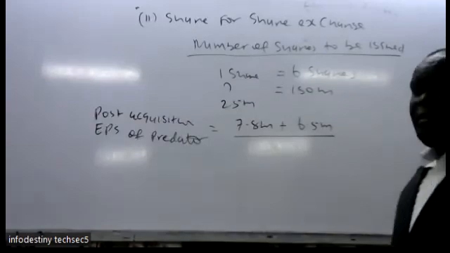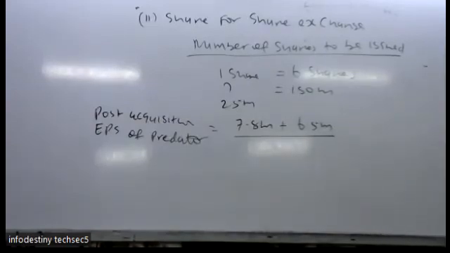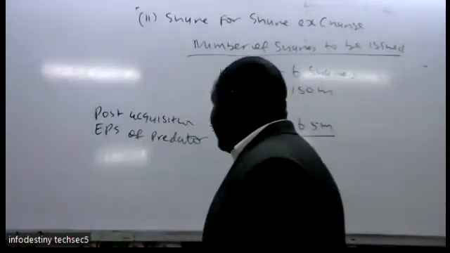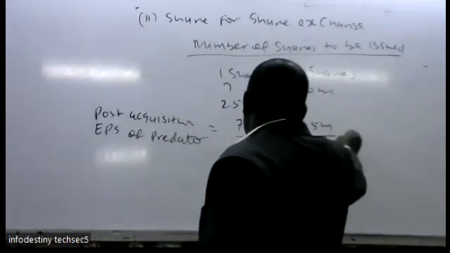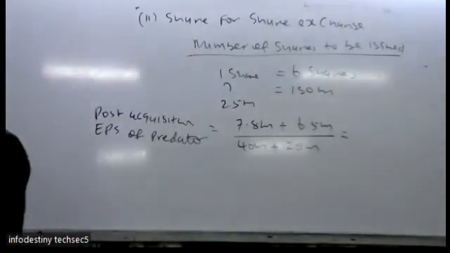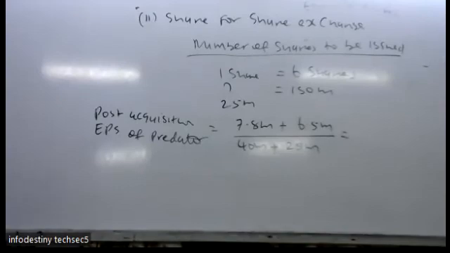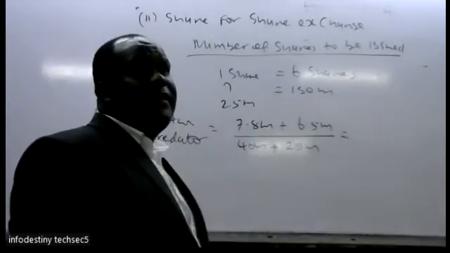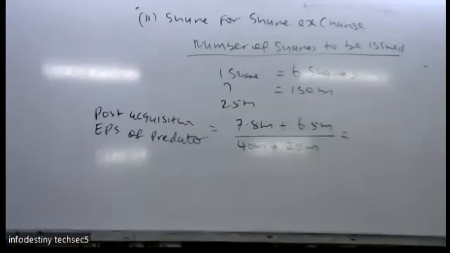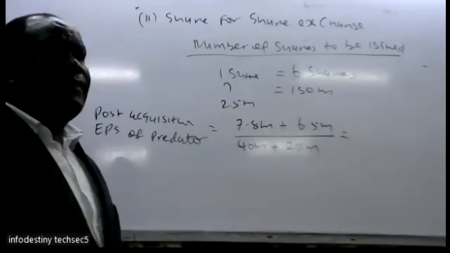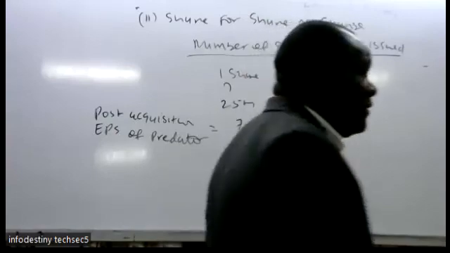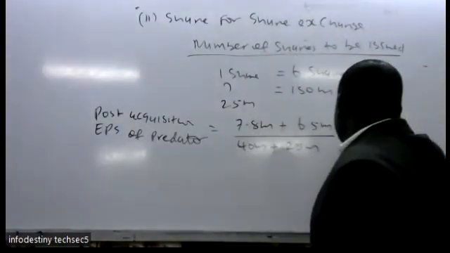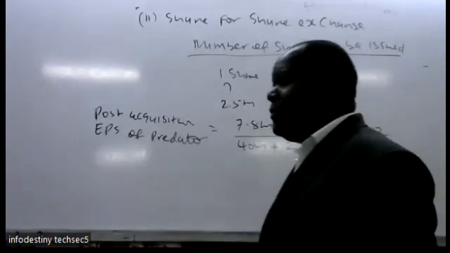Then the number of ordinary shares of the predator: there are 40 millions. Now we are issuing 25 millions. So that should give us the post-acquisition earning per share of the predator. We get 0.22.